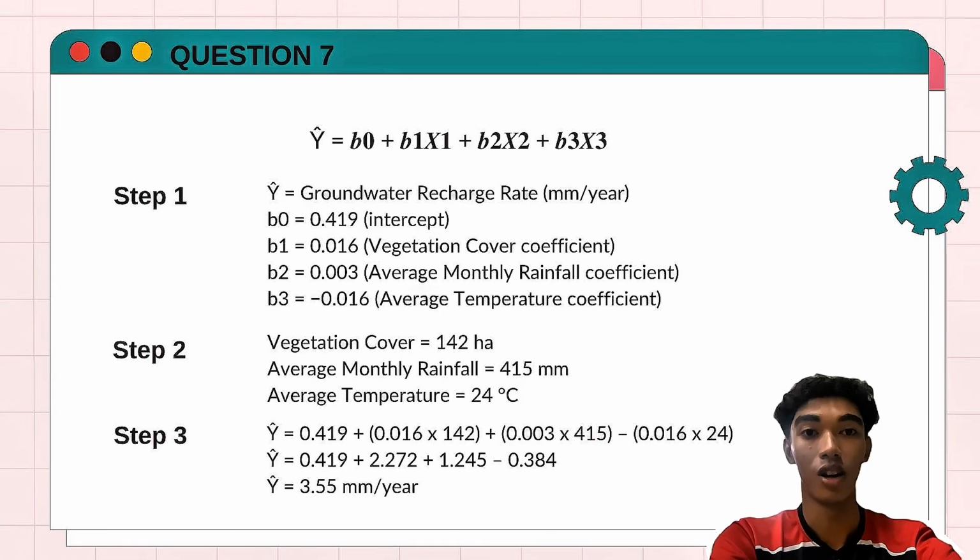Now, let's move on to question number 7, where we are required to predict the groundwater recharge rate using the multiple linear regression equation. The equation used is y hat equals b0 plus b1 x1 plus b2 x2 plus b3 x3, where y hat is the predicted groundwater recharge rate in millimeters per year.